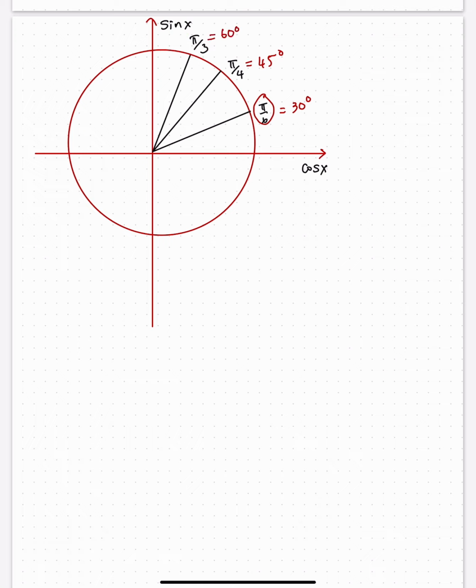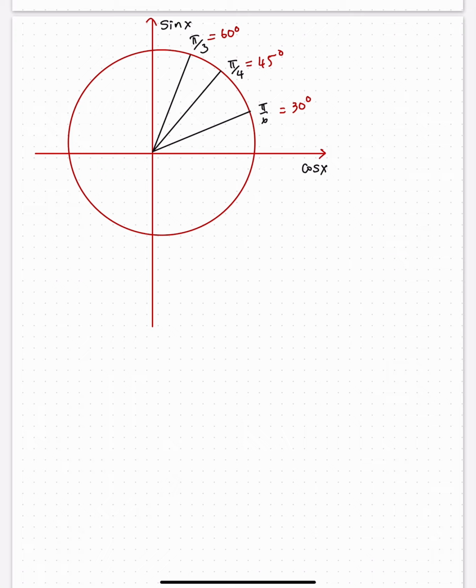So in angles, there are two kinds of angles that they will write. One is degrees, and another is radians. It's like pi over 4, like this. Okay, so we want to know about the cosine of pi over 6.